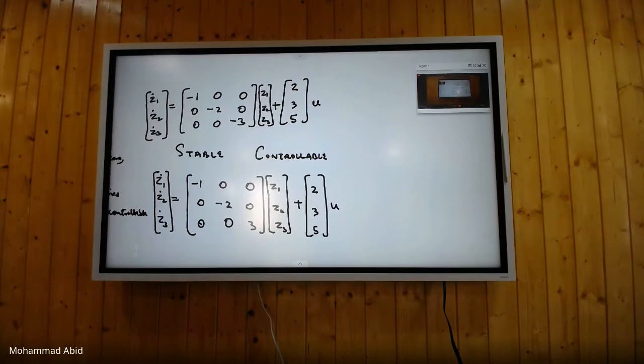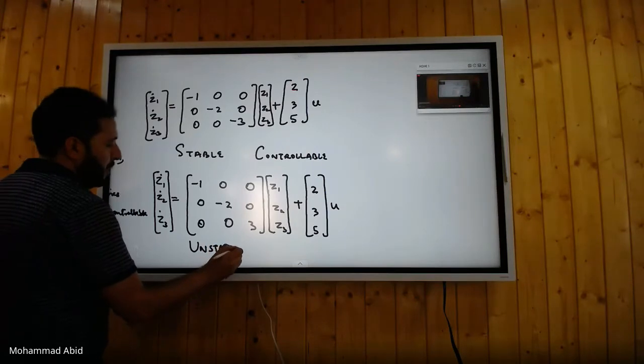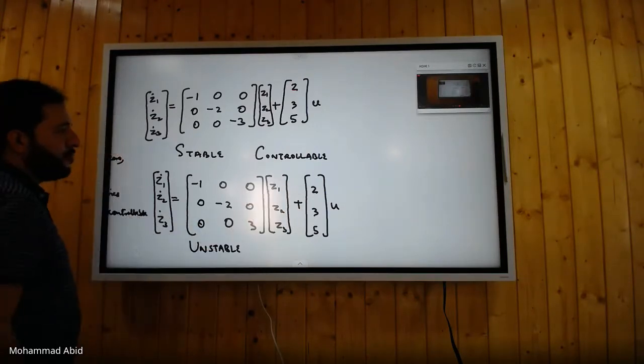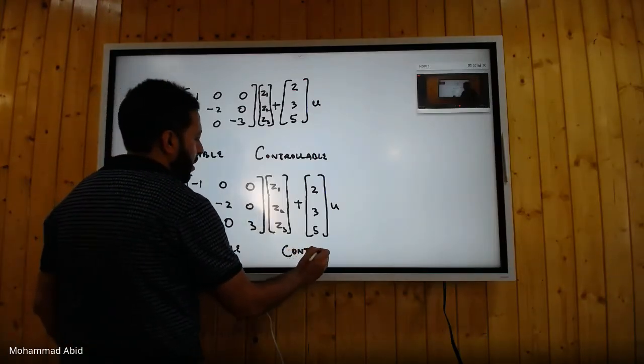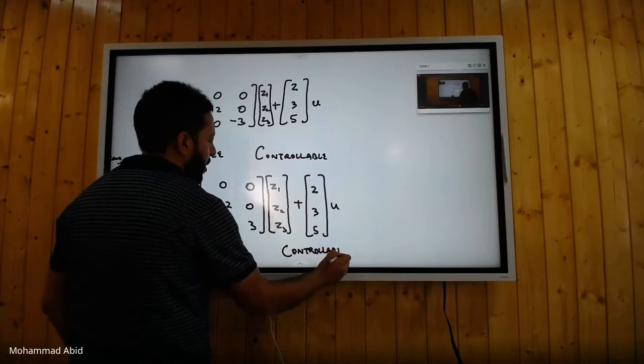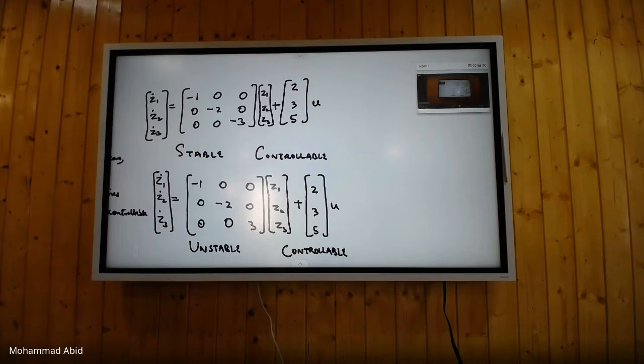Roll number 40. Are you online? Yes, sir. Tell me about the system. Is it stable? Sir, it is not stable. It's unstable because one of its eigenvalues has got a positive real part, right? Yes, sir. It's unstable. But at the same time, what about controllability? Sir, it is controllable. It's unstable, but it's controllable.